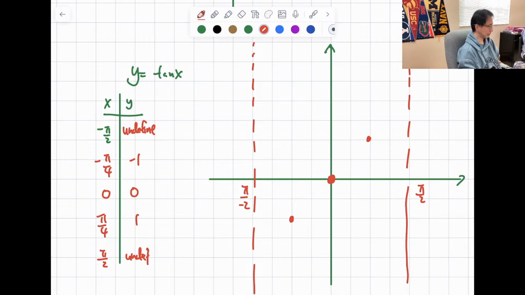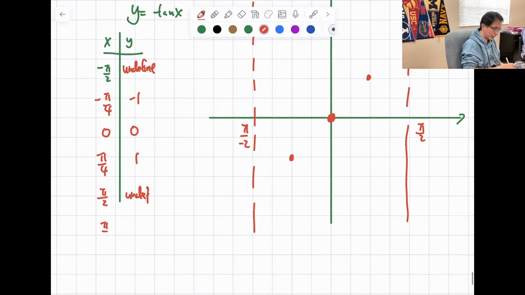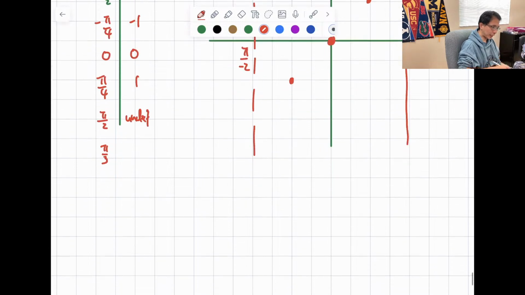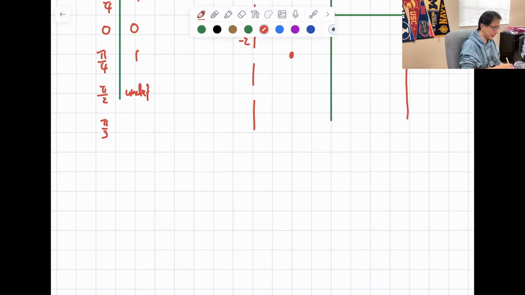Maybe pi over 3? Okay, so I'm gonna do pi over 3 here. What happens if you plug in pi over 3? What's tangent of pi over 3? Do you guys recall? Okay, so you guys need to know basic things. So draw this. It's to help you find the exact value. So here's one of the things I want you to draw out.